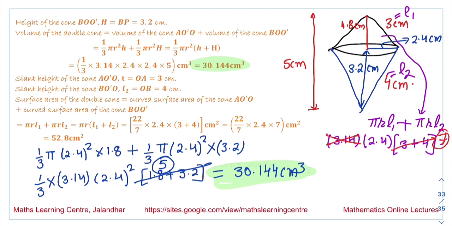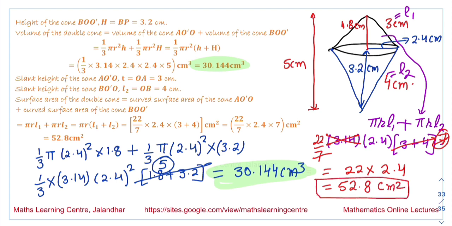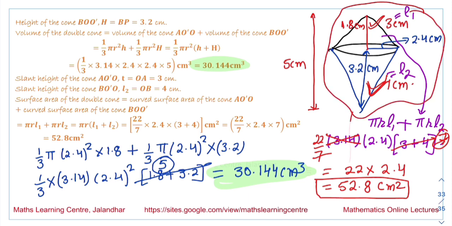So in place of 3.14 we are using 22 by 7. This 7 and 7 get cancelled, and we are left with 22 into 2.4, and the answer comes out to be 52.8 centimeter square. So this is the total surface area of this figure. It is basically the sum of the curved surface area or lateral surface area of these two cones, but it is the total outer surface area of this double cone.